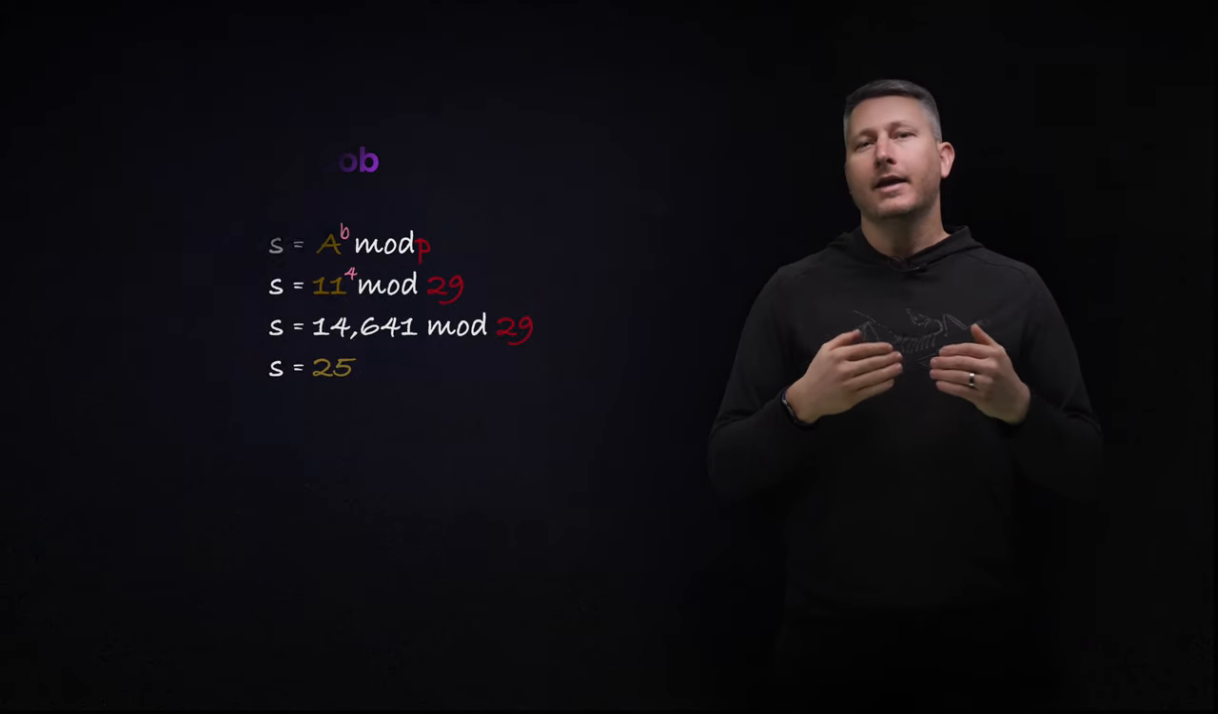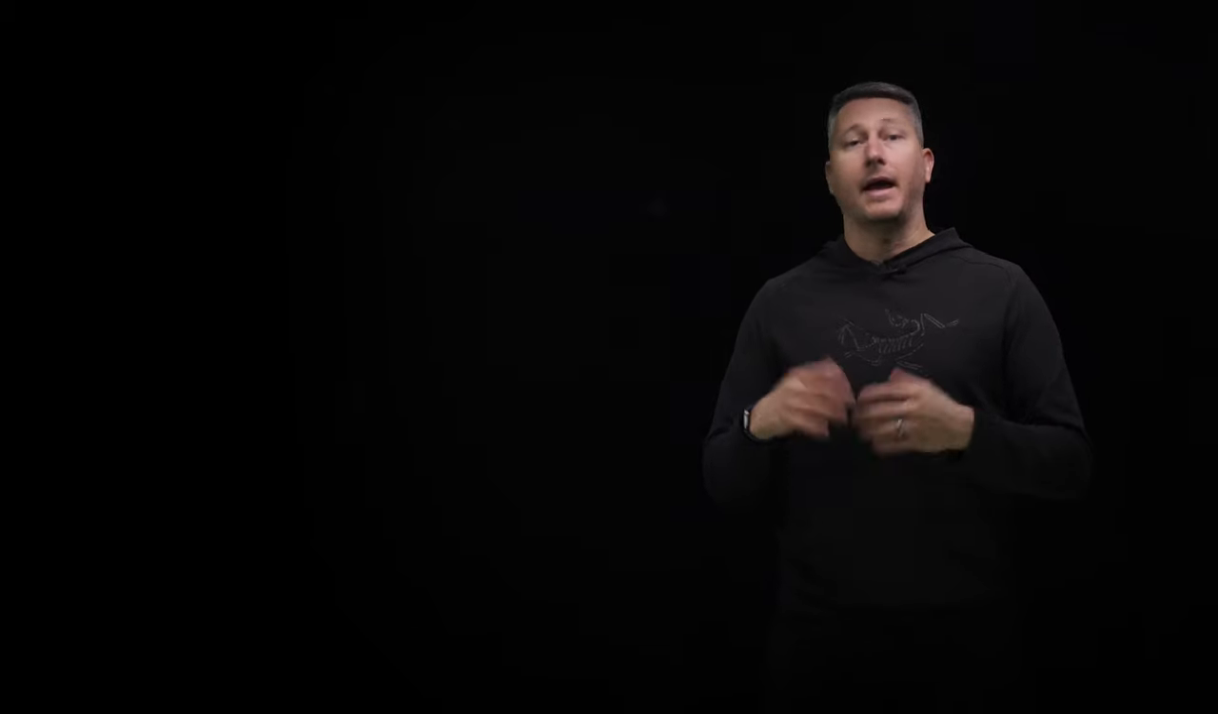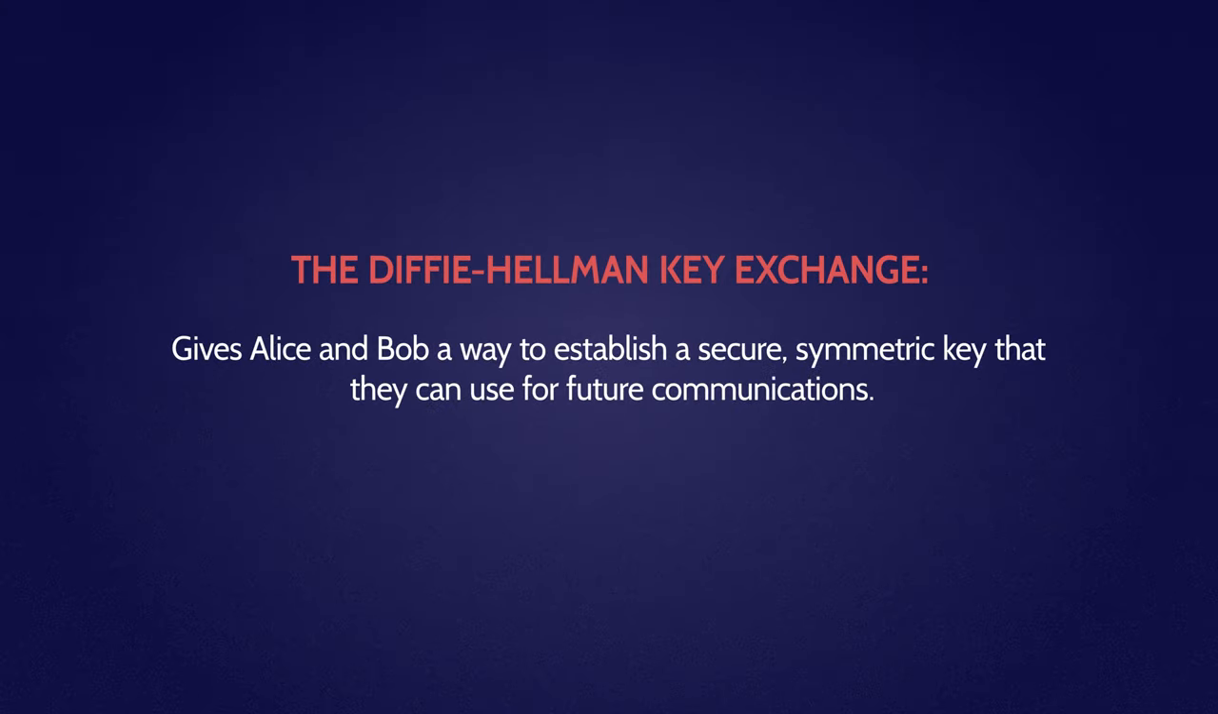Super cool. If you followed along closely, you will have also noticed that the only values that were exchanged over the communication channel were capital A, which was 11, and capital B, which was 23. Despite this, through the magics of maths, Alice and Bob were both able to compute the very same shared secret, which they could then use as the symmetric encryption key to encrypt all of their future messages. The Diffie-Hellman Key Exchange has done the seemingly impossible. It has given Alice and Bob a way to establish a secure symmetric key over an insecure channel.